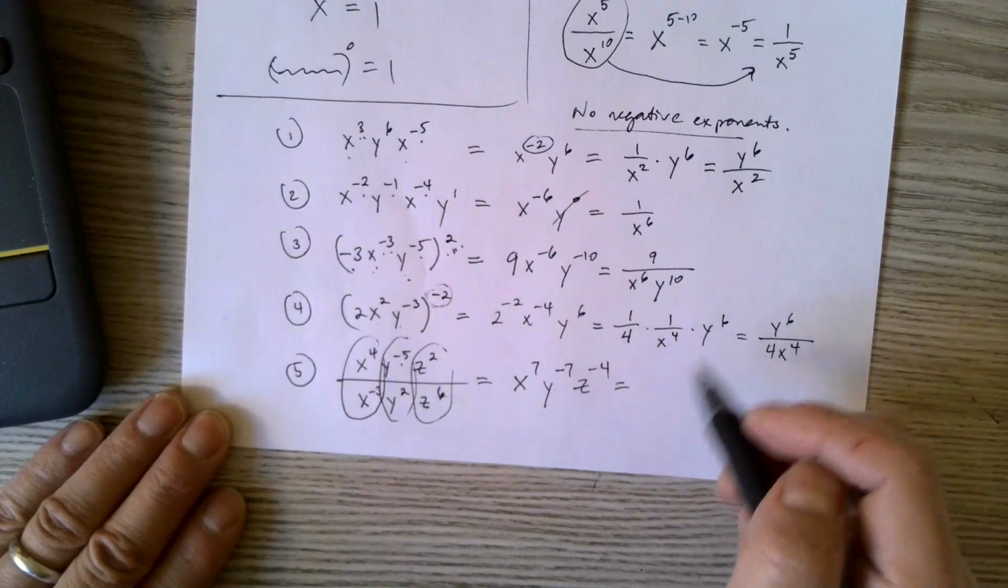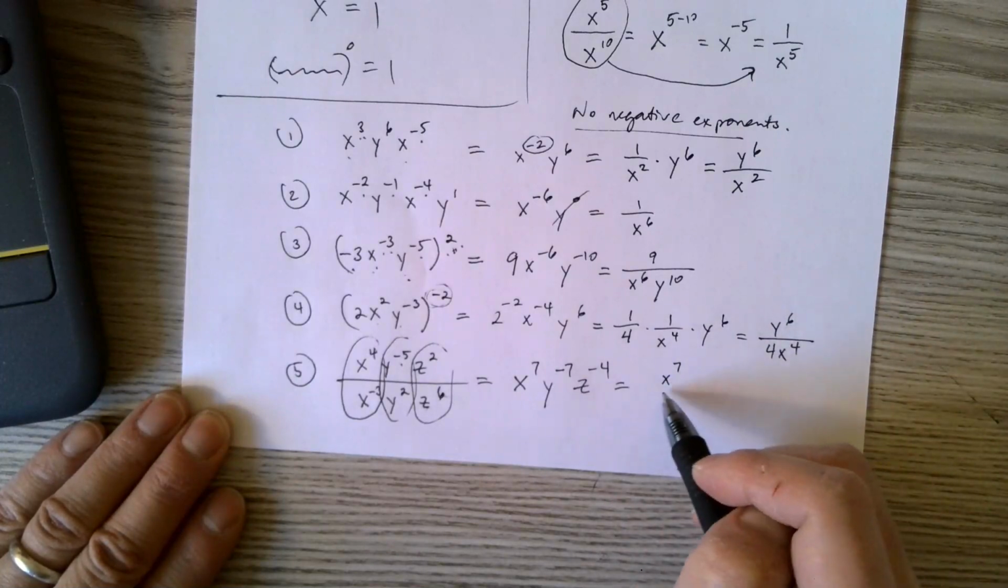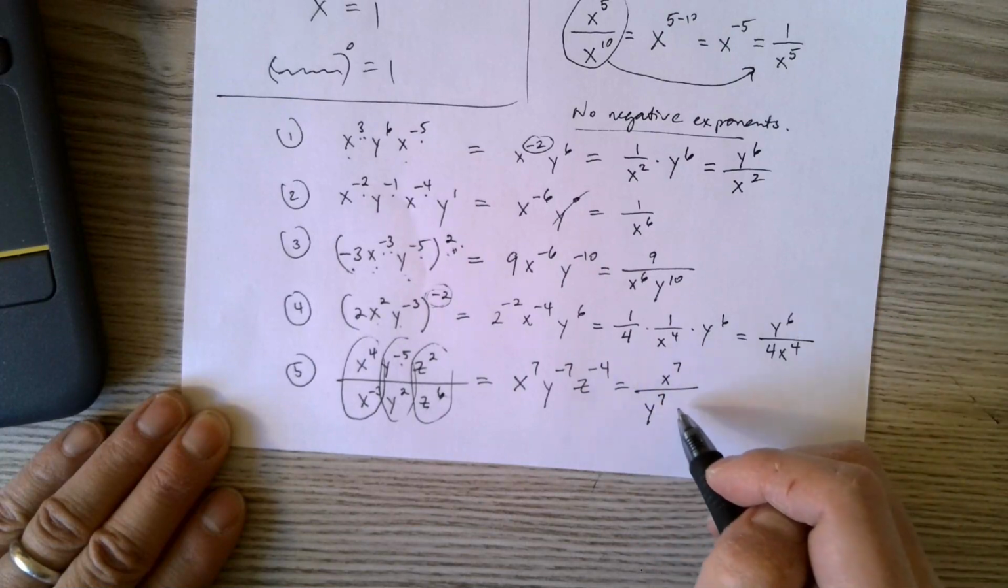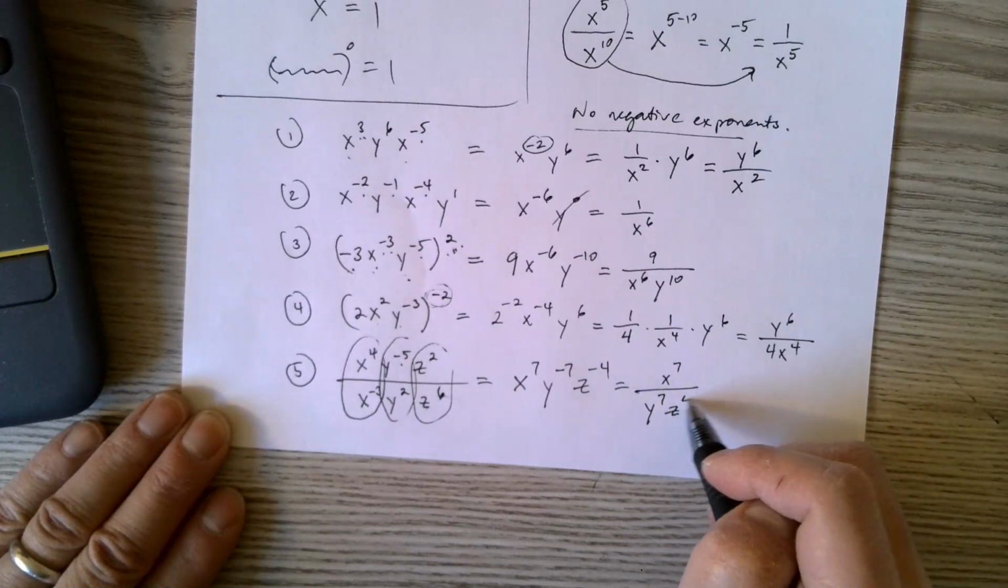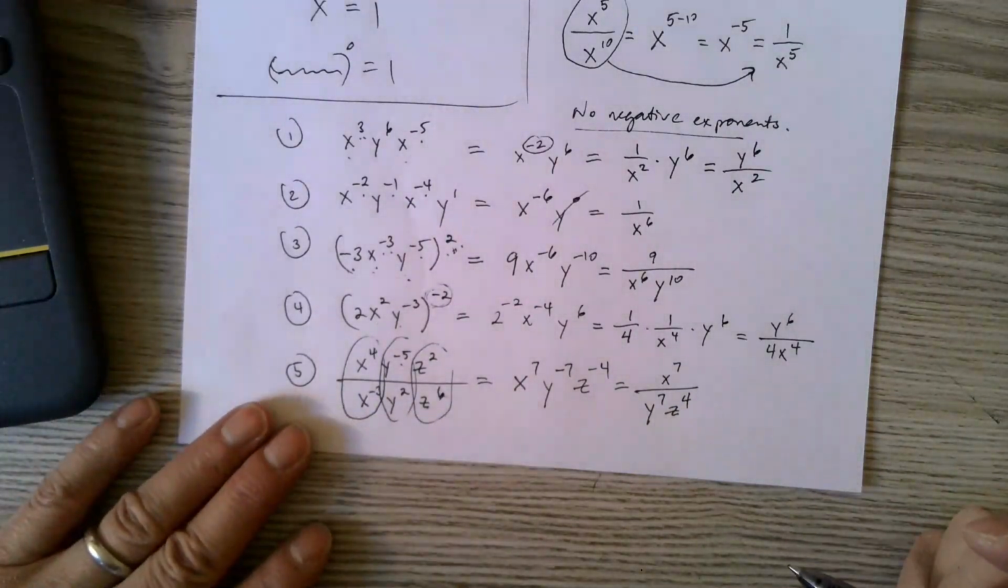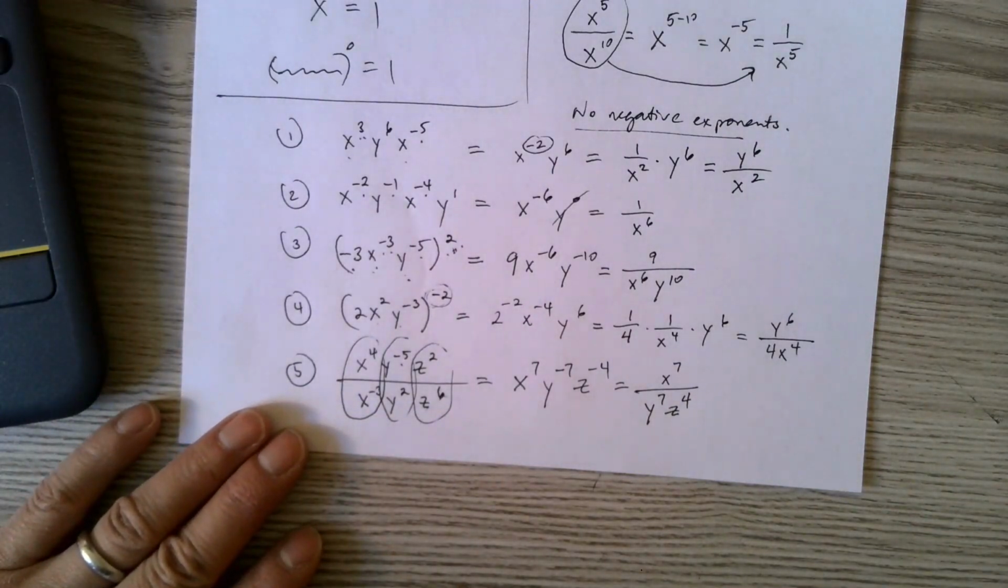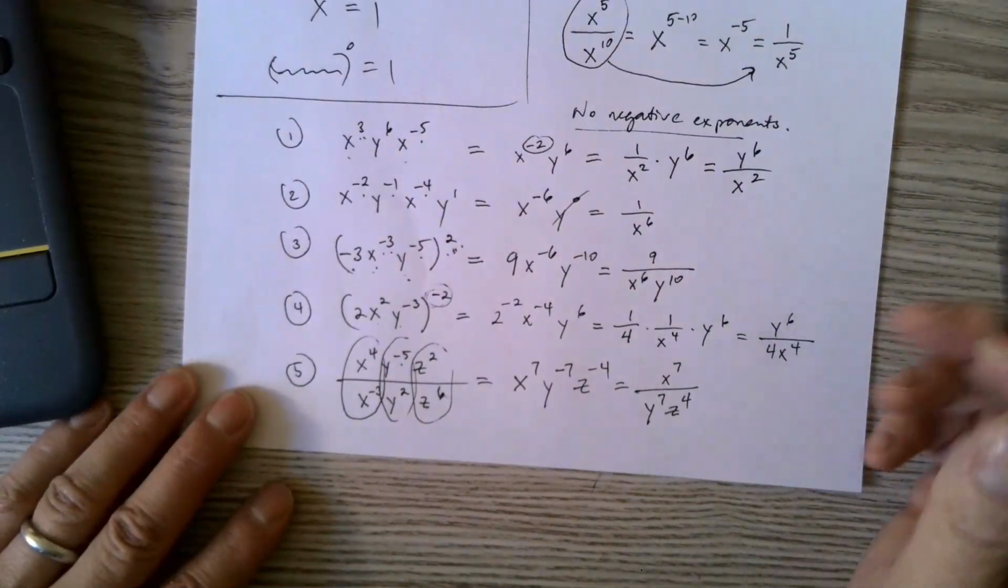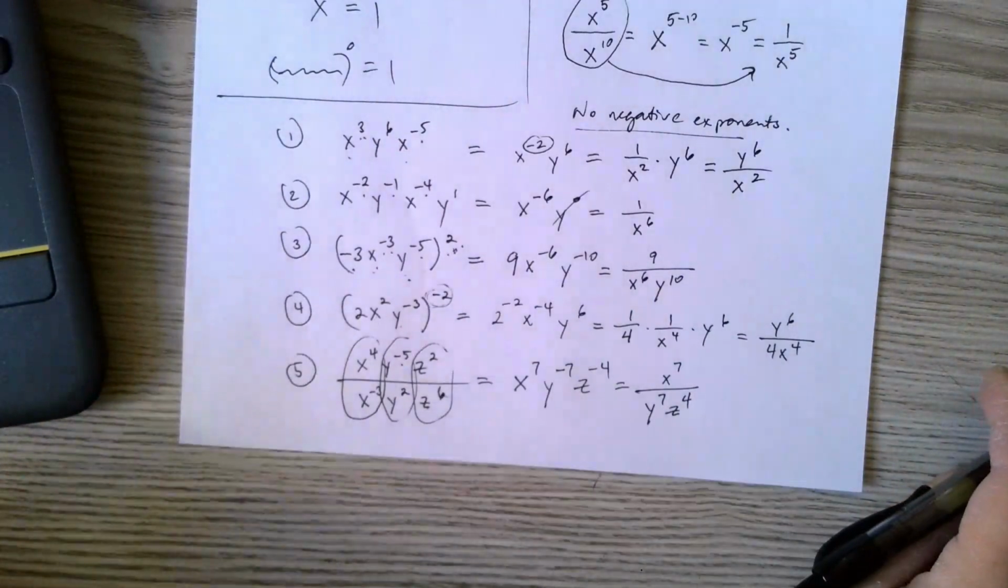I can't leave my negative exponents, so I change y to the negative 7th to 1 over y to the 7th. I change z to negative 4 to 1 over z to the 4th. Alright, so there you have it, 0 exponents and negative exponents.